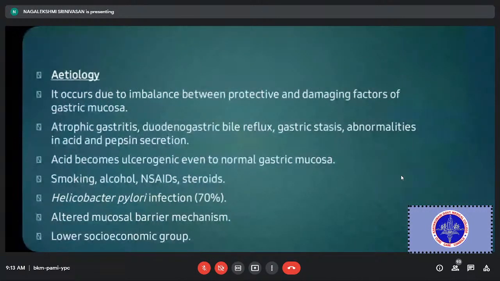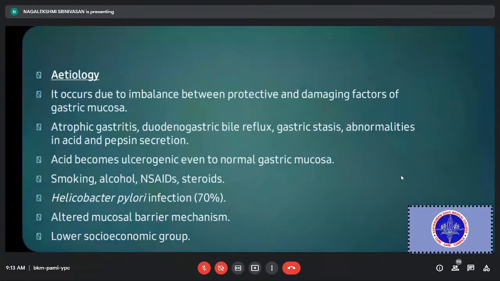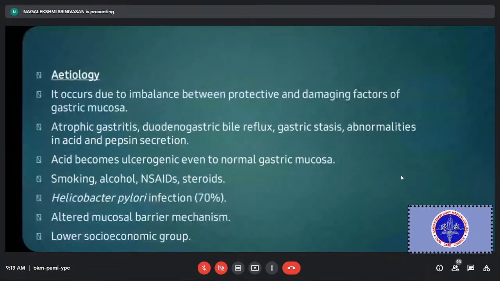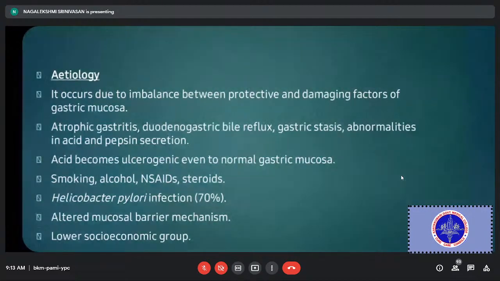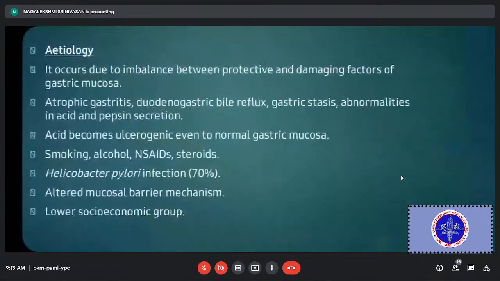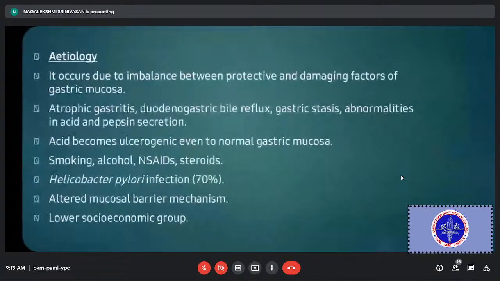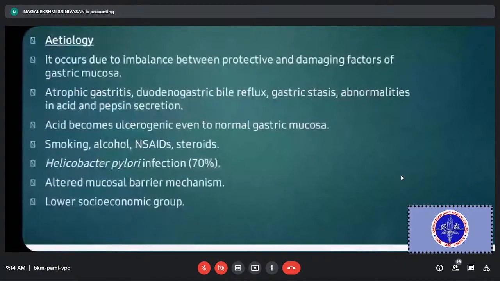So, what is the common cause of gastric ulcer? It occurs due to imbalance between the protective and the damaging factors of the gastric mucosa. We discussed type A and type B. Type A is autoimmune, and that goes for atrophic gastritis because the cells are dying because of the autoimmune process. Duodenogastric bile reflux is also a common cause, along with gastric stasis and abnormalities in acid pepsin secretion. So acid becomes ulcerogenic even to normal gastric mucosa. Additional predisposing factors are smoking, alcohol, steroids, and NSAIDs. Helicobacter pylori is also the commonest cause nowadays.